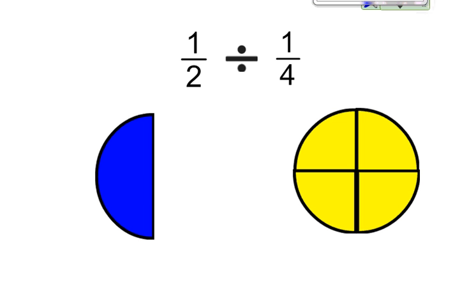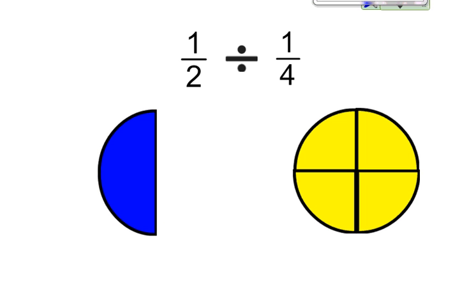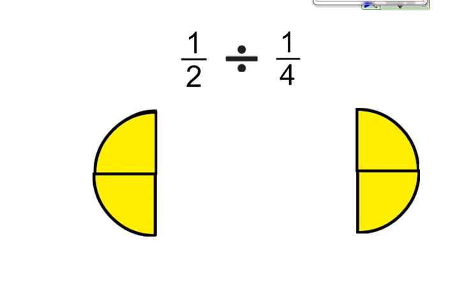Let's try another one. It says 1/2 divided by 1/4. So in this case, we have a 1/2 piece right here, and we want to see how many 1/4 fit into that 1/2. Hopefully this looks pretty simple to you this time. All right, I have 1, I have 2. So, in other words, 1/2 divided by 1/4 equals 2. So you see that process taking place.